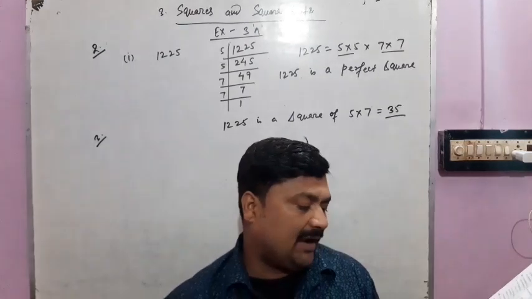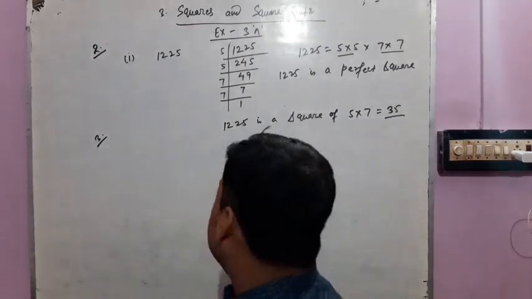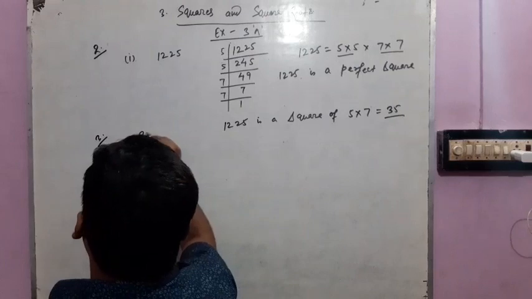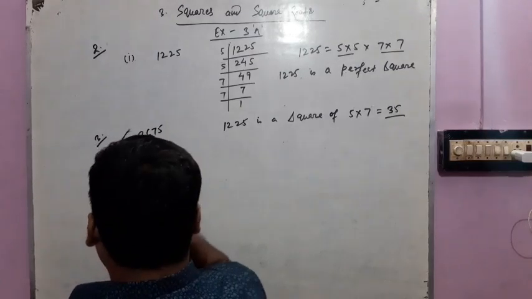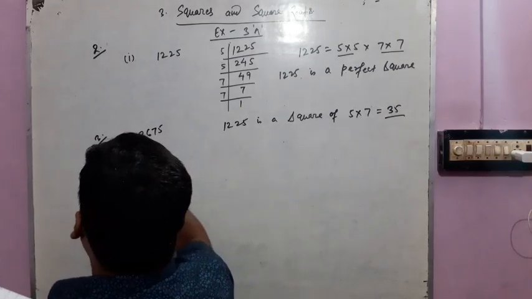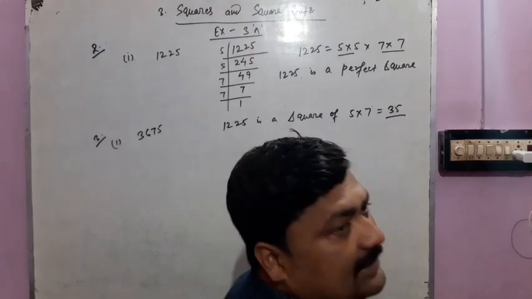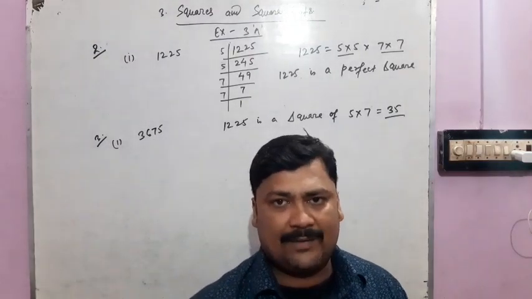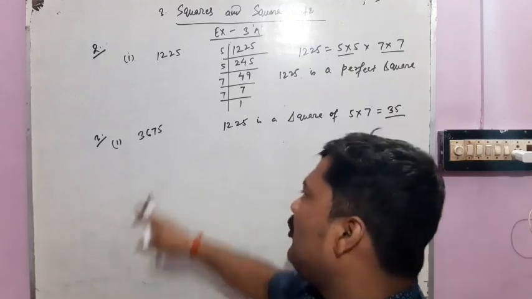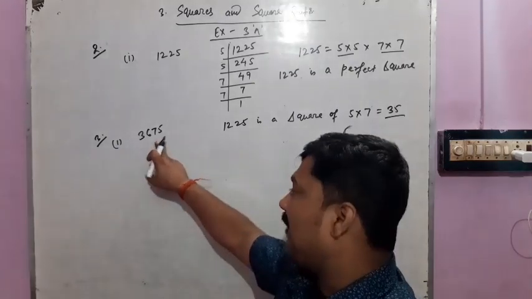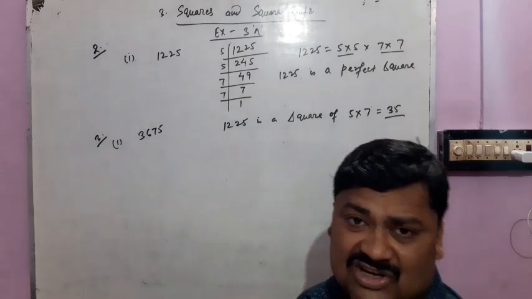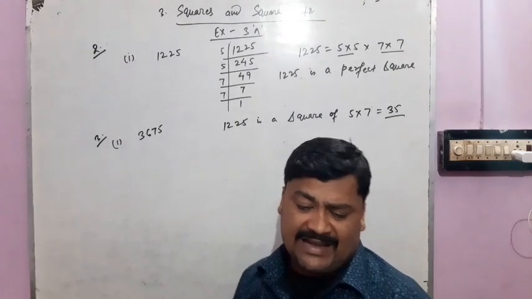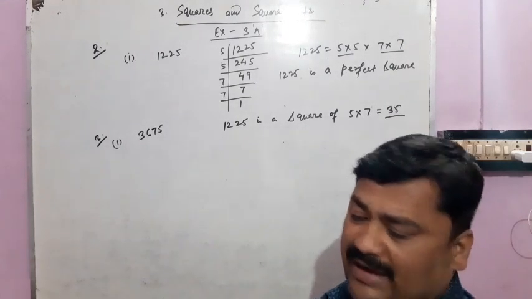a perfect square number. Suppose the number given here is 3675. In the question it is asked by which number we have to multiply 3675 to make it a perfect square. For that, first we have to prime factorize this number. One more instruction is given here: in each case find the number whose square is the new number.